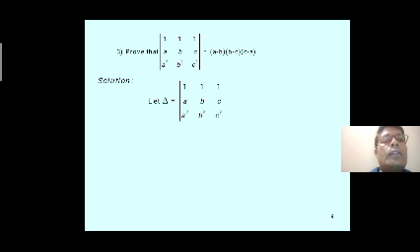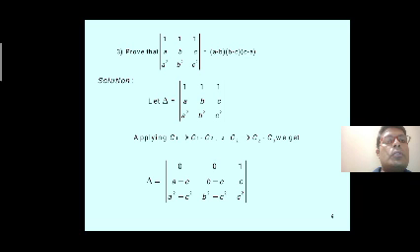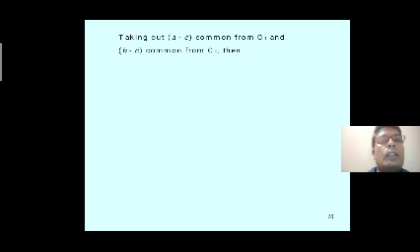Let delta be the given determinant. Now applying the column operations, C1 gives C1 minus C3 and C2 gives C2 minus C3. We get 0, 0, 1, a minus c, b minus c, c, a square minus c square, b square minus c square, and c square. Here two elements are equal to 0. Taking out a minus c common from C1 and b minus c common from C2, delta is equal to a minus c into b minus c, times the determinant 0, 0, 1, 1, 1, c, a plus c, b plus c, c square.